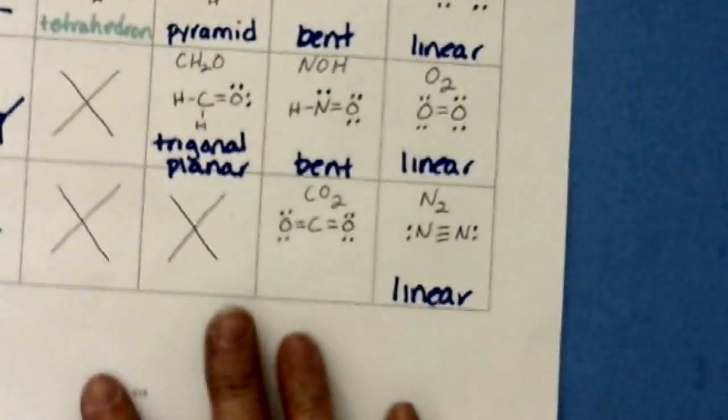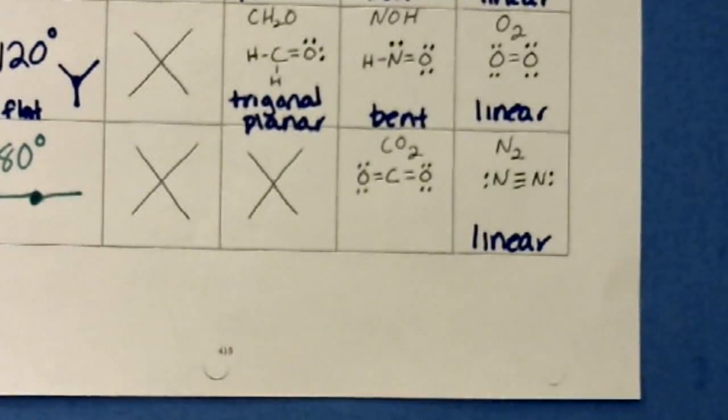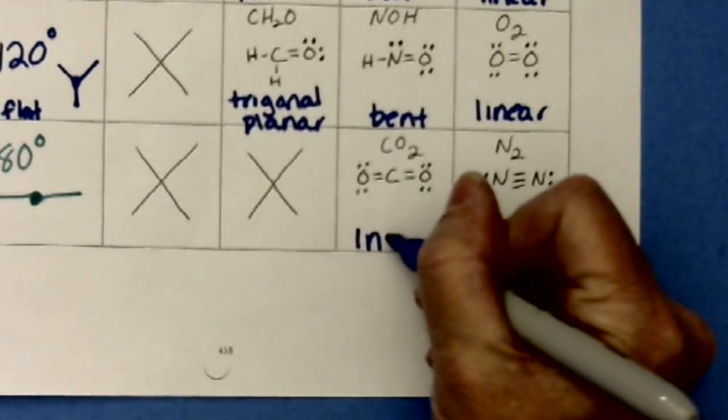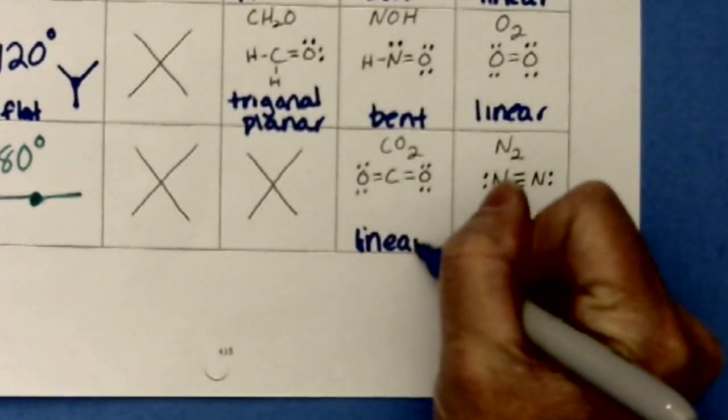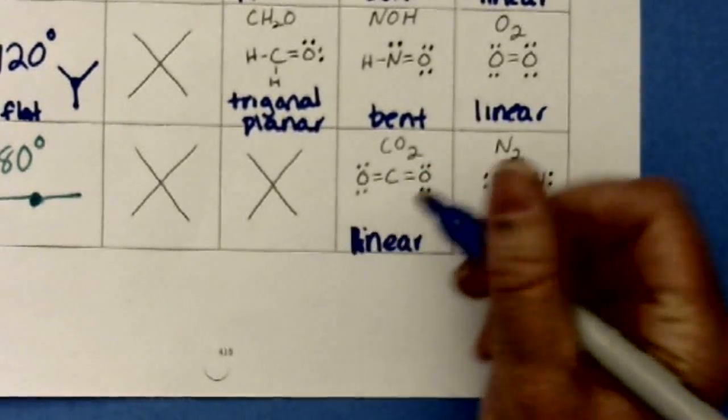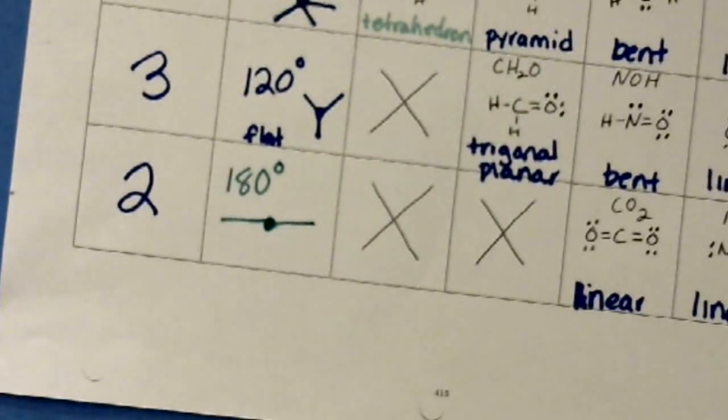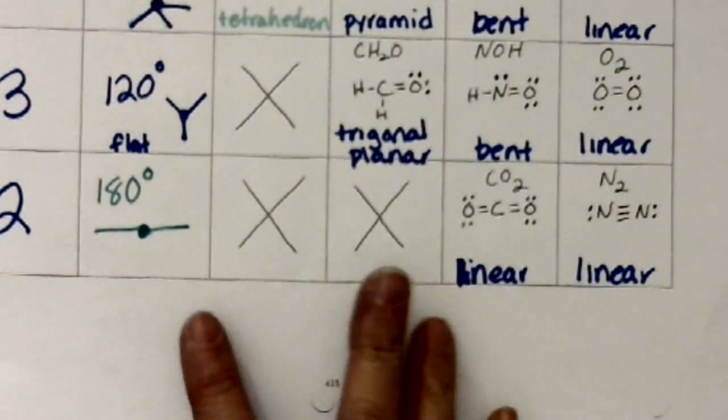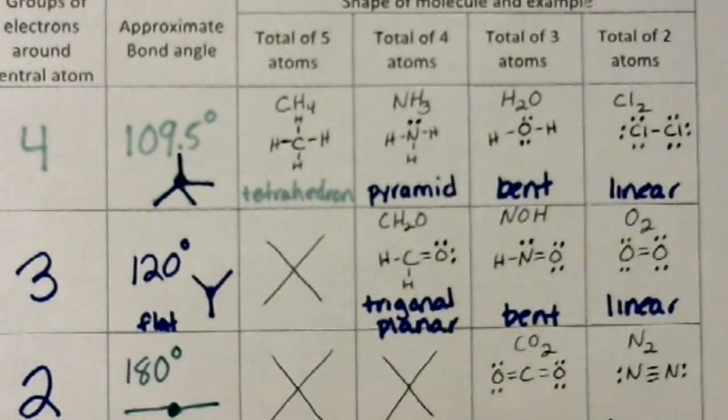So let's fill in this last one. We're almost done. Thanks for hanging with me. So this is linear. So notice the only shape a molecule can be if you have 2 groups of electrons is linear. Okay? So then you say, but Miss Backus, do I have to memorize this or can I use this sheet on the test? Oh, so sad. No, you cannot use this sheet on the test.